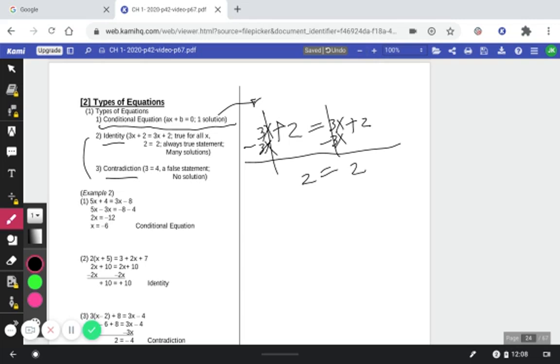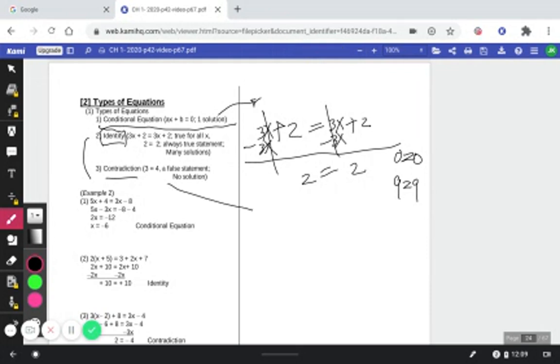Like 2 equals 2, or 0 equals 0 in some other case, or 9 equals 9. It's always true. 2 is always 2. So it's true for all x. In this case, there are many x values that satisfy this condition. You have many solutions, many x values that satisfy this equation. We call this type of equation an identity equation.